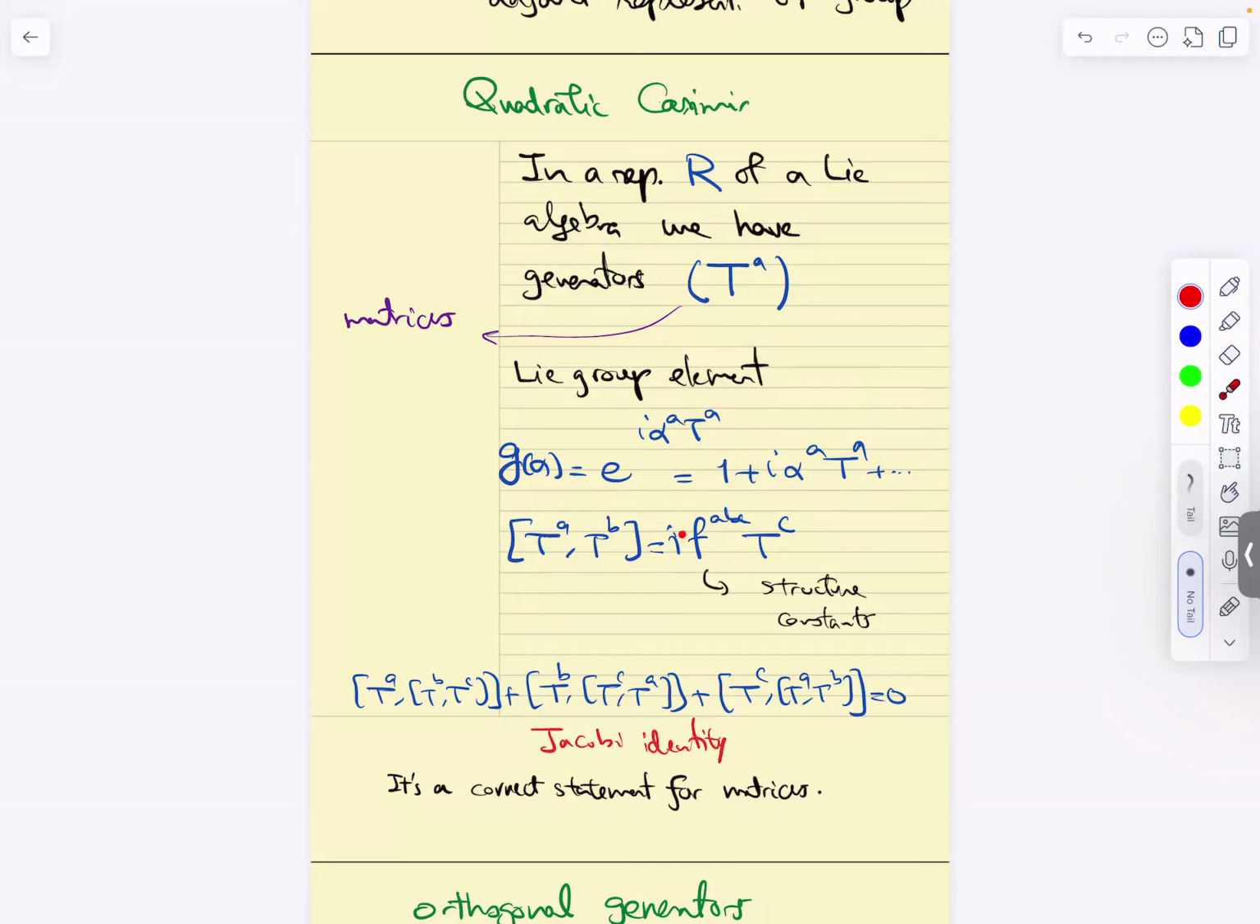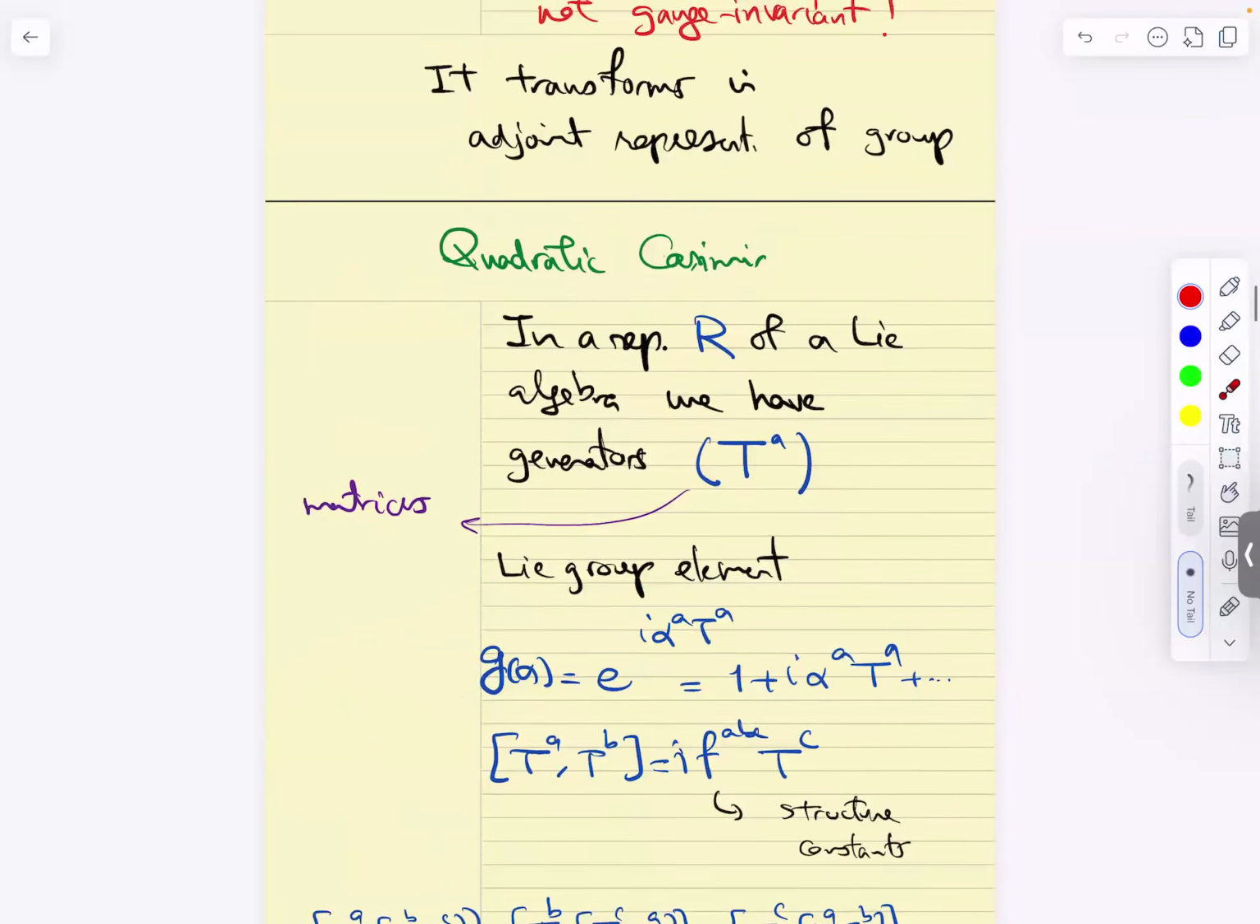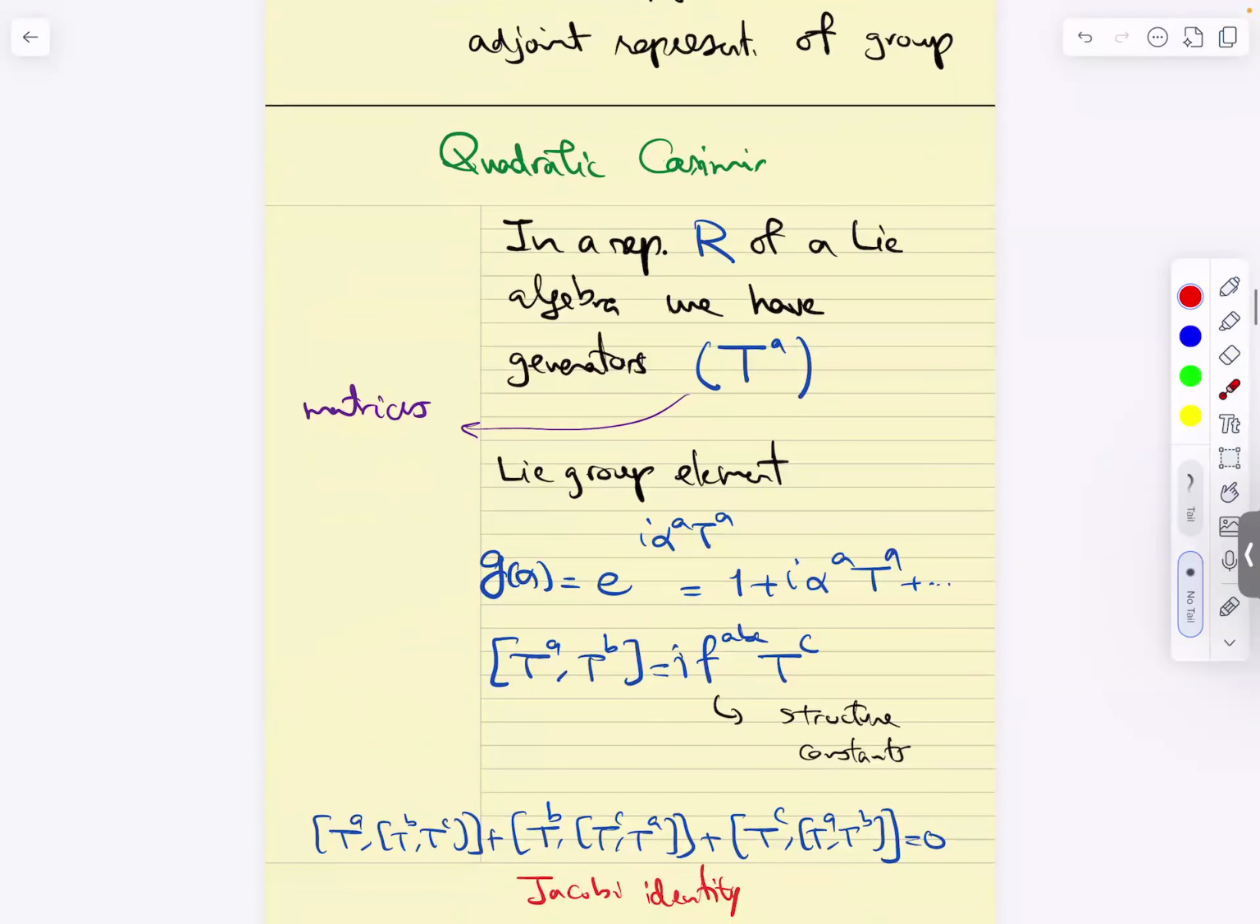The commutator of the Lie algebra generators satisfy the following relations. These are the structure constants. Good. Furthermore, the Lie algebra satisfies the following identities called Jacobi identity.